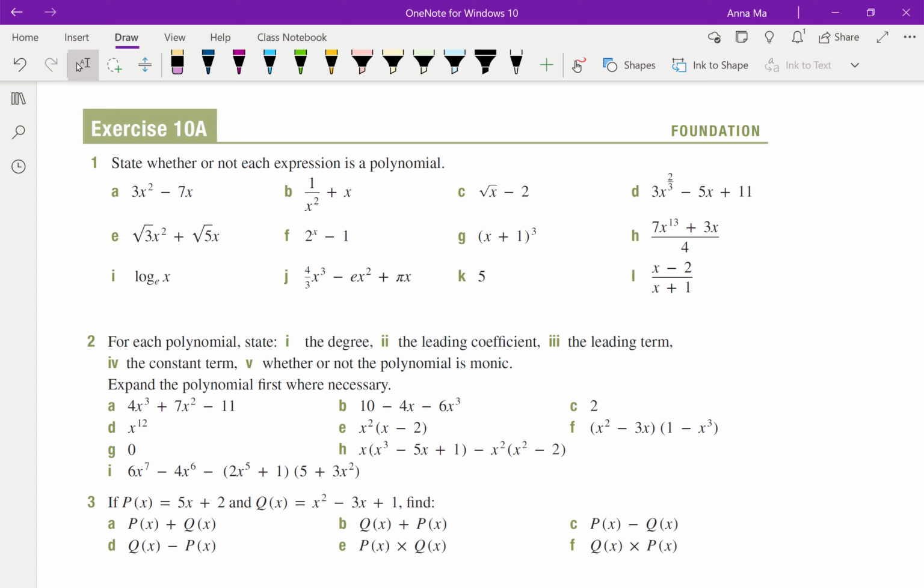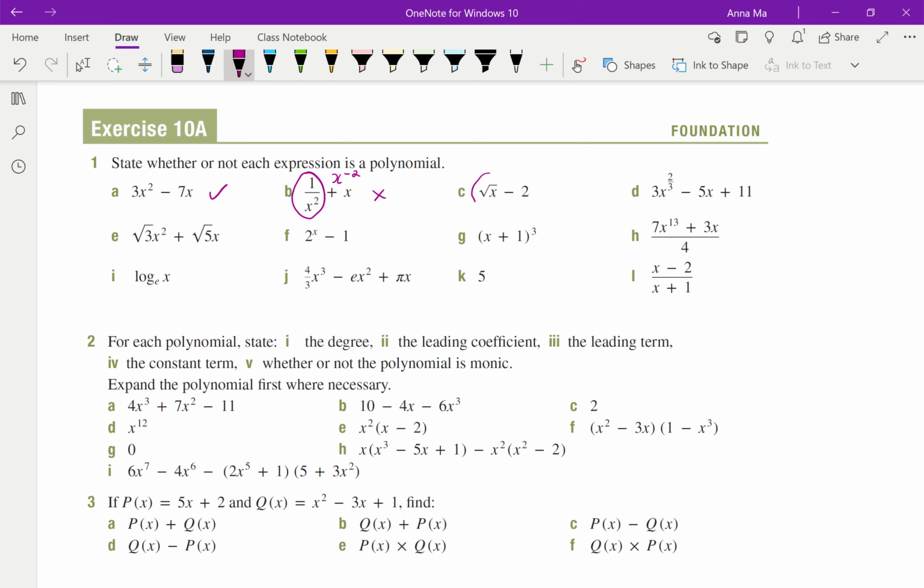Question 1 says, state whether or not each expression is a polynomial. Now, for an expression to be a polynomial, we need to have n as a positive whole number. You should have talked about it last year. So for A, the powers on the x are 2 and 1, so this one can be identified as a polynomial. Whereas if you look at part B, the first term can be written as x to the power of -2, and that is a negative index, and a polynomial is not identified for negative powers. So this one is actually not considered to be a polynomial.